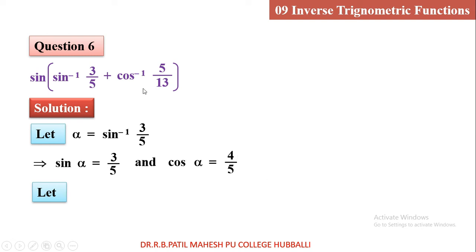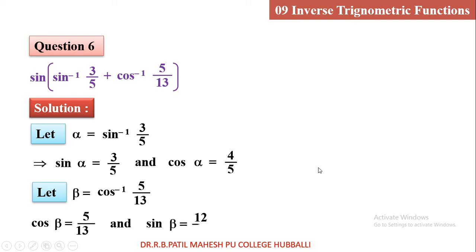Second expression, cos inverse 5 by 13. Take it as beta, so that cos beta will be 5 by 13. Again find out the opposite side using a right angle triangle and the Pythagoras theorem. So that sin beta will be 12 by 13. You will get the opposite side as 12. So cos beta, sin beta, both you got.